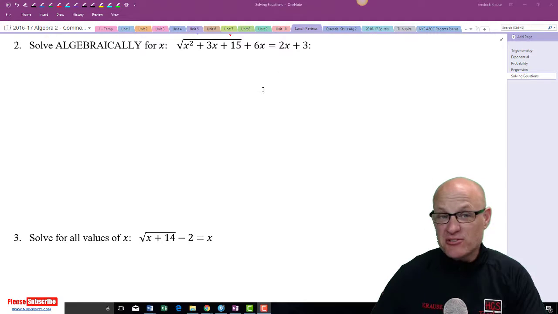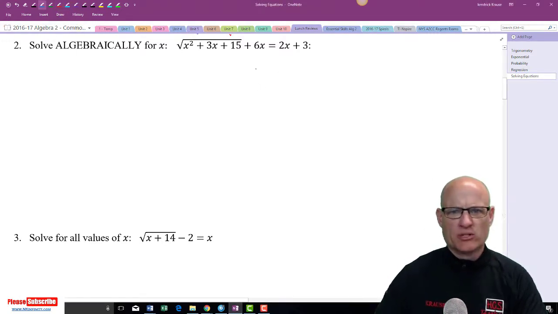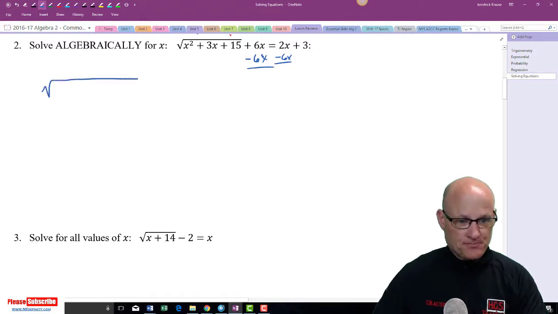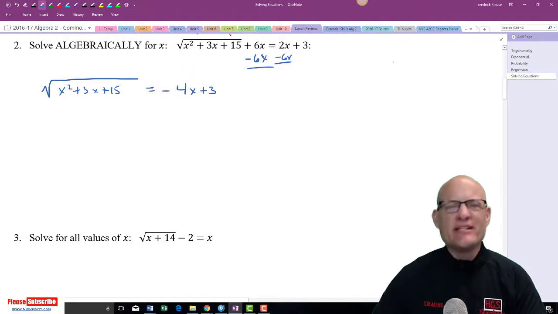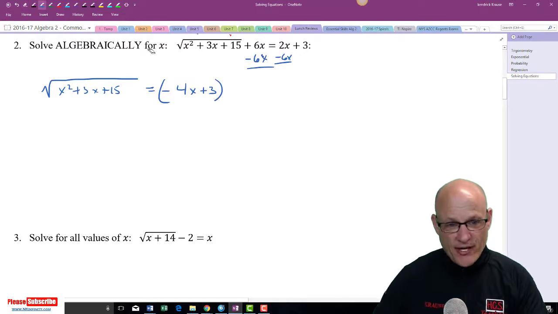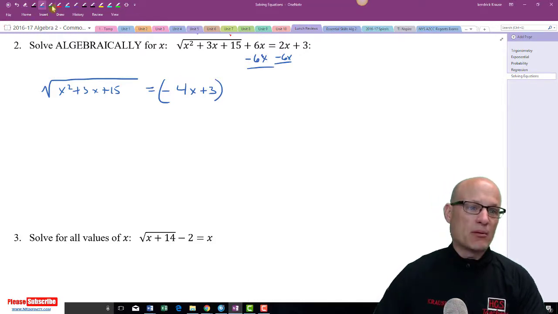All right. Now, I don't suggest you skip these thinking, oh, I know how to do all these. I think one of these is a little weird. This one might be the weird one. So we're going to subtract 6x. This one makes this one a little bit harder. Subtract 6x. So we're going to end up with the square root of x squared plus 3x plus 15 is equal to negative 4x plus 3. Please, please, please heed my warnings. Negatives are awful. Whenever you see a negative in a place where you're like, why is that there? Really think about what kind of problems that could cause for you.